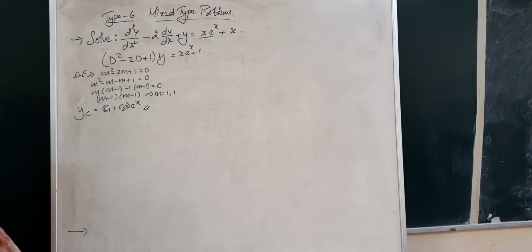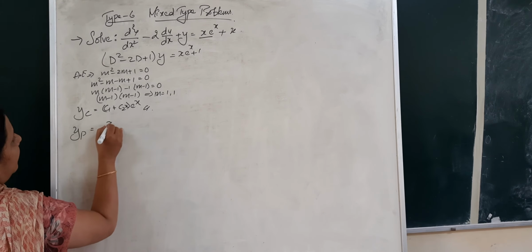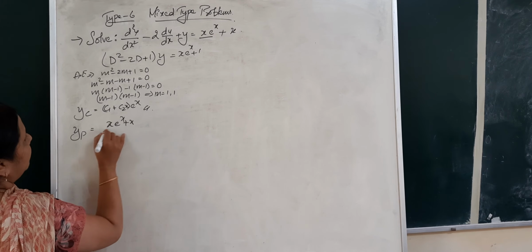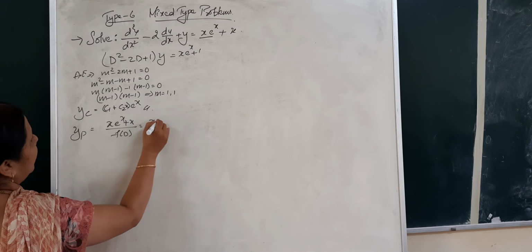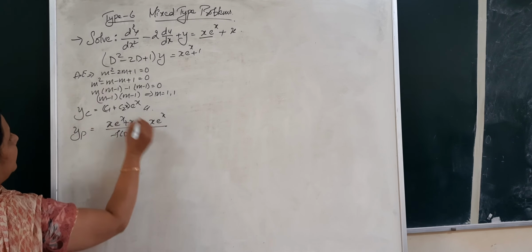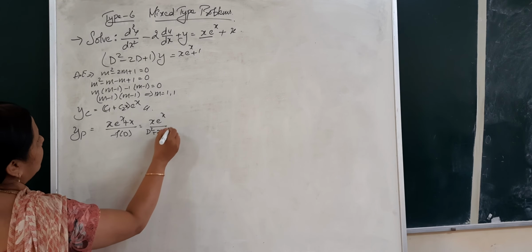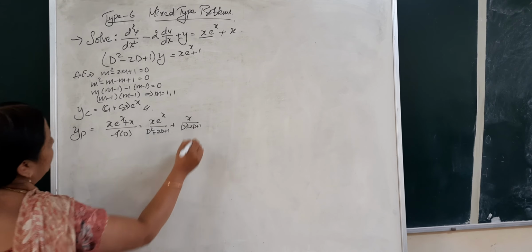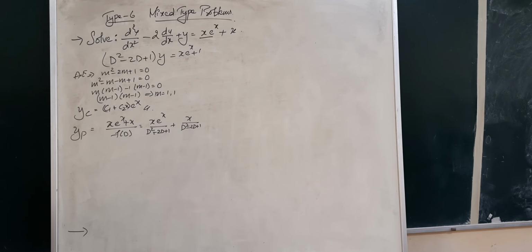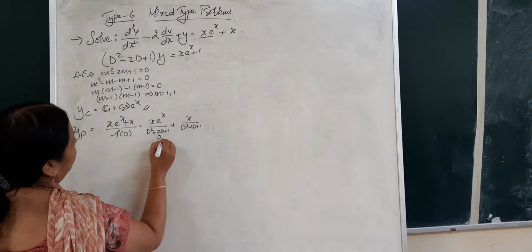This is the first part. Coming to the second part, the particular integral given by yp equal to x e power x plus x divided by f of d. Now we have multiple terms, let us split them. x e power x by f of d, which is d square minus 2d plus 1, plus x divided by d square minus 2d plus 1. Okay, so we have 2 parts in this. We can consider that as P1 and P2.